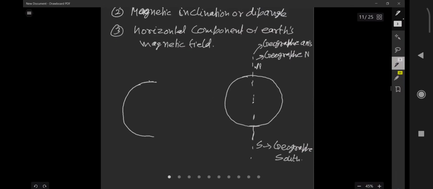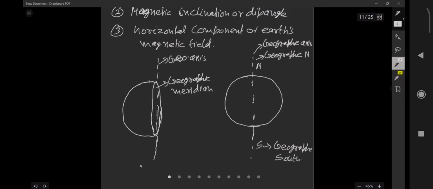Great circle means it's like a sphere. If you cut it, you will get a great circle like this. So this is the geographic axis, and this is known as the geographic meridian.